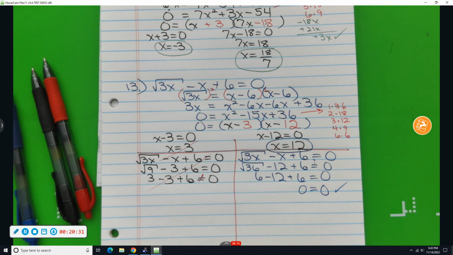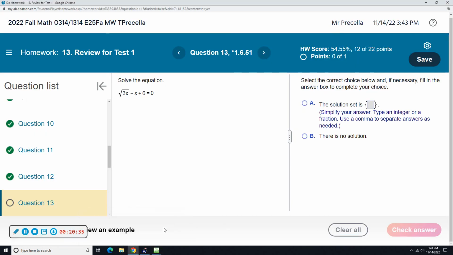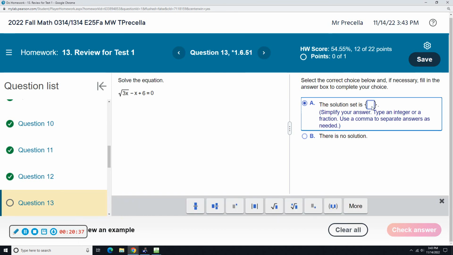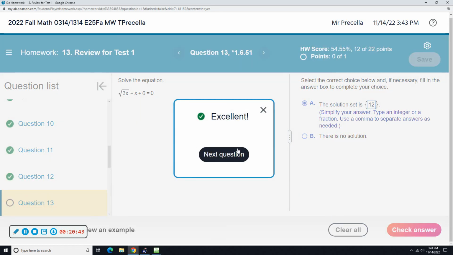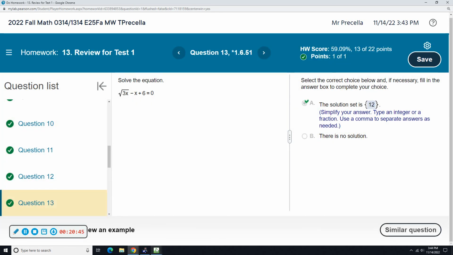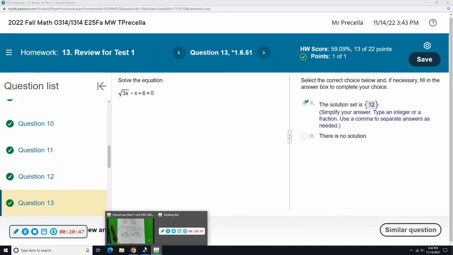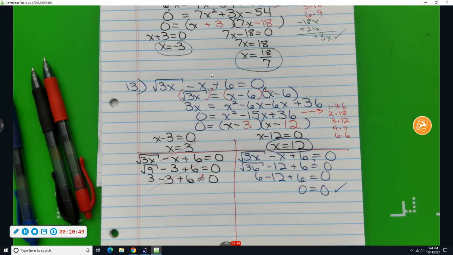So we go over to my lab and we type in 12. Any questions there? But with square root equations, anytime you raise both sides of an equation to an even power, that's when you have to check your work.